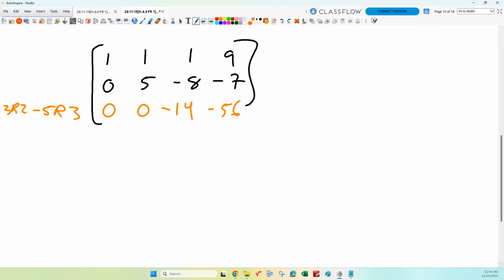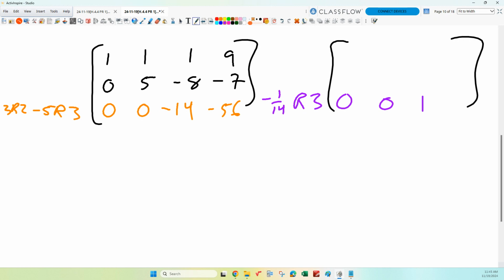So then we could just do this, right? The bottom row is just going to be negative 1/14 times R3. R3 is replaced by negative 1/14 times R3, which is just going to be 0. Negative 1/14 times 0 is 0. Negative 1/14 times negative 14 is 1. Negative 1/14 times negative 56 is the same thing as 56 over 14, which is 4. Hey, there's one solution. What's Z? 4. The rest of it stayed the same.